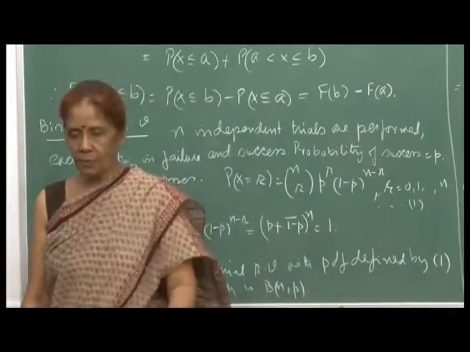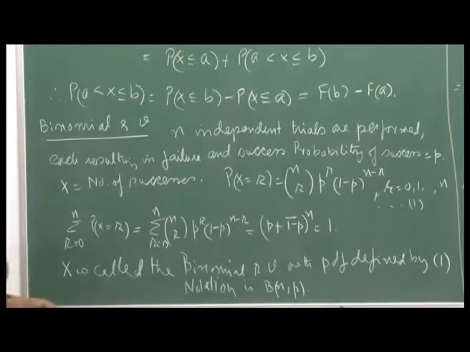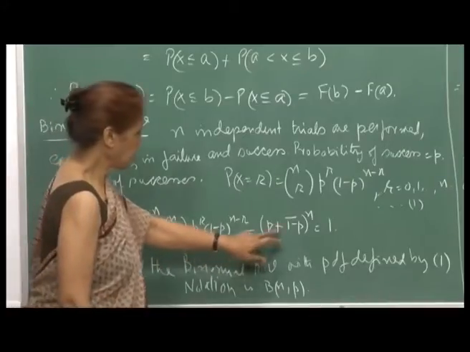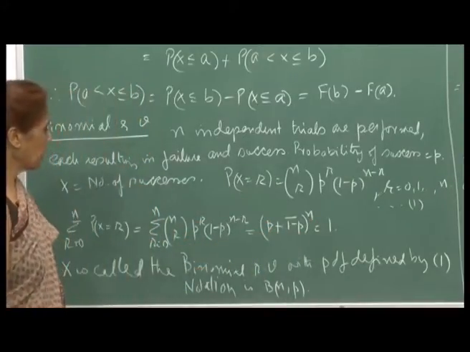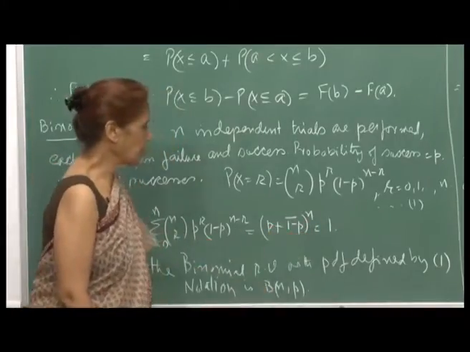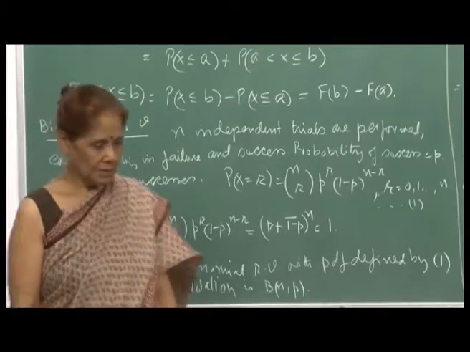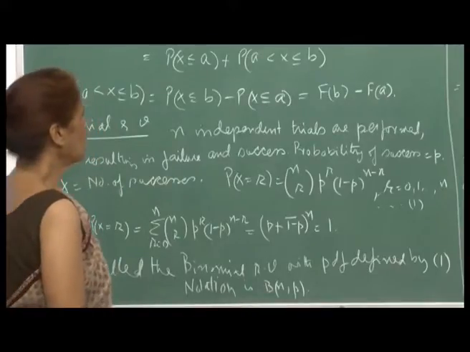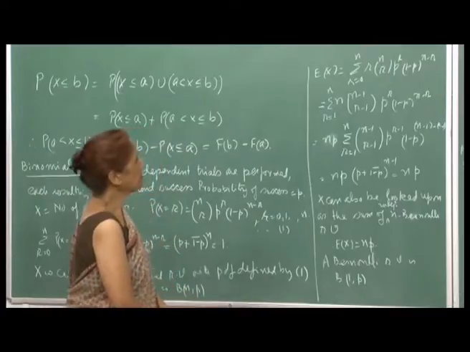So, the sum of the probabilities for all these values must add up to 1, and you see that this is nothing but the expansion of (p plus 1 minus p) raised to n, the binomial expansion, right, and therefore this number is 1. So, 1 raised to n is 1. So, that verification is straightforward.